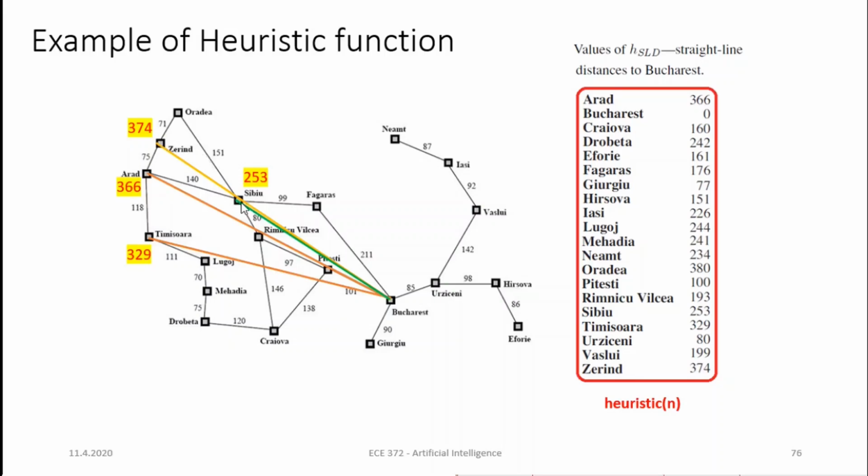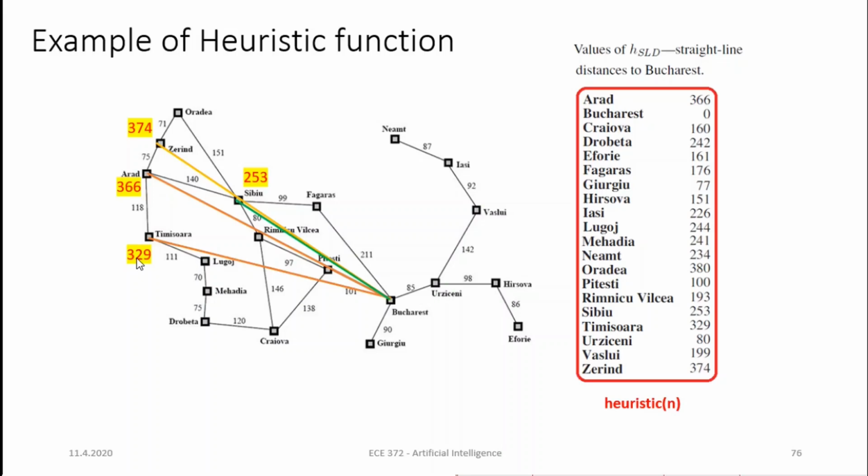But I am not sure after Sibiu if there is a road to Bucharest or not. We don't care. We are just seeing that if I go to Sibiu, I am getting closer. So most probably I am on the right path. Now, what are we going to do with this information? How are we going to use these heuristics?